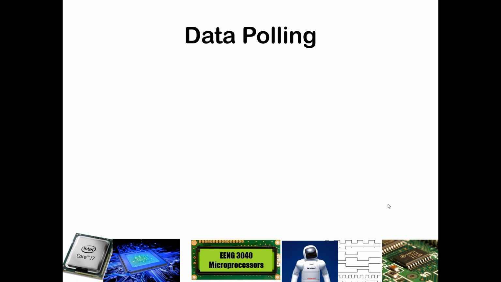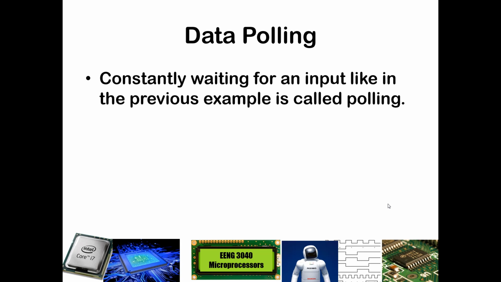This is an example of what is known as data polling. Data polling is constantly waiting for a particular input, like what we had in that last subroutine. We were waiting for a particular pin to have a set value, and we just checked over and over again. We don't know how many times that loop would run, and if you're waiting on a human to push a button, that could be a lot of different checks before that happened.